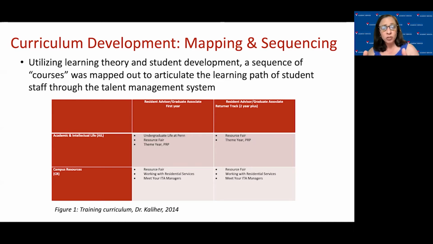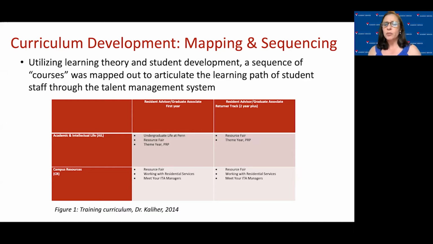So I just wanted to highlight a few elements. Now, this is a very thick document that we have. And so you can see as an RA in your first year, under academic and intellectual life, we have certain courses that you would need to take. Undergraduate life at Penn, resource fair, a theme year with Penn Reading Project. That's what PRP stands for.